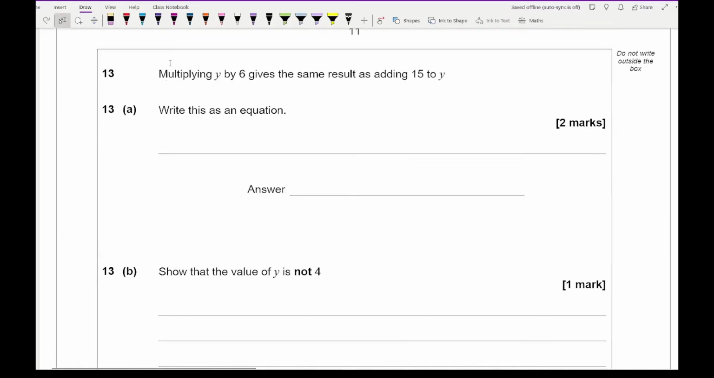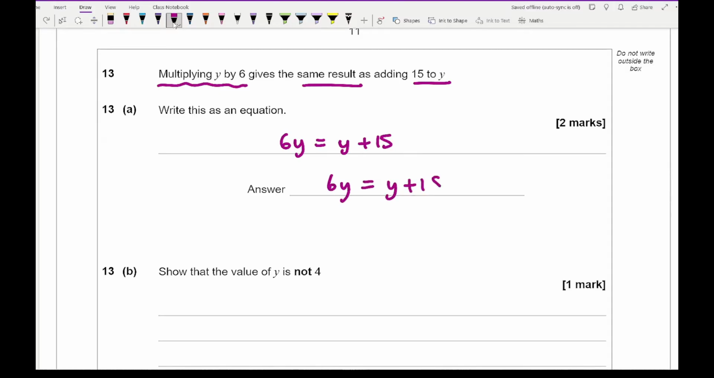Moving on to question 13, it says multiplying y by 6 gives the same result as adding 15 to y. Write this as an equation. So for this, y times 6 is 6y, and that gives us the same result, which basically means equals, adding 15 to y. So that's going to be y plus 15. And so all I need to write in the answer block is 6y equals y plus 15. If you wrote 15 plus y, that's absolutely fine. You'll still get the 2 marks for that.